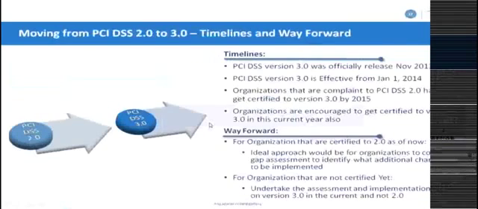All right. So those were the new requirements, enhancements or the newer changes that you get to see with regard to version 3.0. Now, what does it mean in terms of the timelines? Version 3.0 was officially released in November last year. As of 1st of Jan this year, version 3.0 is effective. Organizations that are compliant to PCI DSS 2.0 have to get certified to version 3 by 2015.